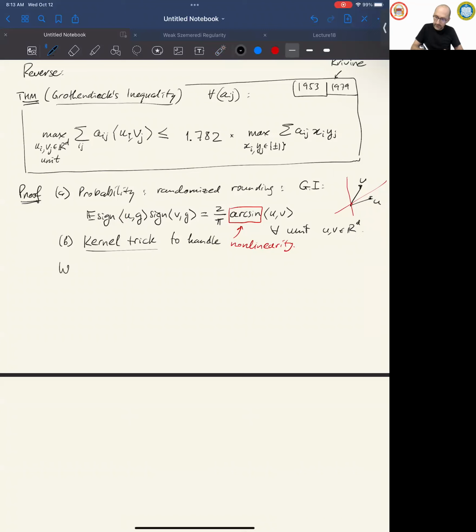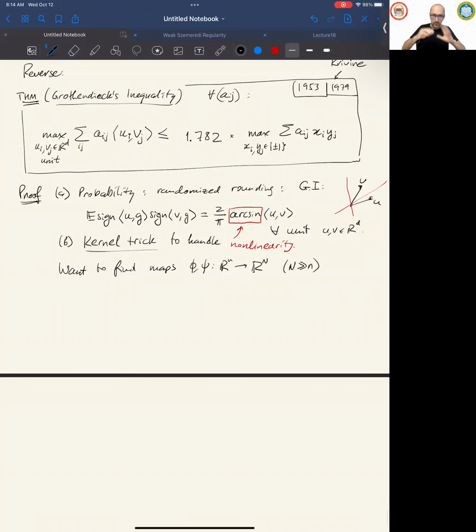So I want to find the maps, transformations, let's say phi and psi. Think of them as transformations into a higher dimension. I want to embed everything in a higher dimension, realize this picture in a higher dimension, such that Grothendieck's inequality holds without that nonlinearity. Once we do that, we win. Let's say beta times uv. So now there is no nonlinearity. Beta is just a proportionality constant.